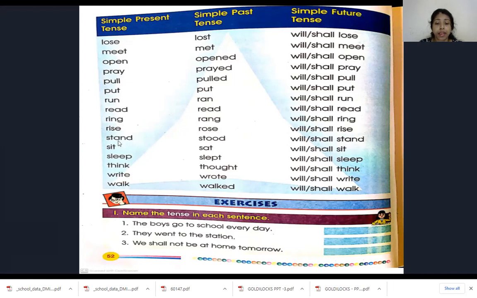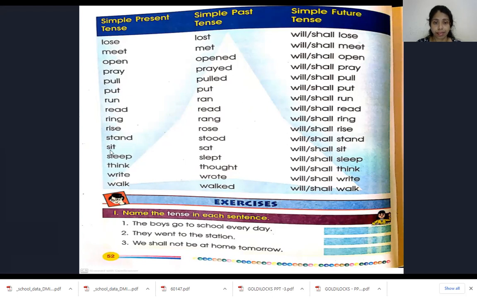The next one is stand. For present form, the word will be stand, but for the past form, it will change into stood. Stand, stood, and in future form, we need to use will or shall before the word stand, like will stand or shall stand.